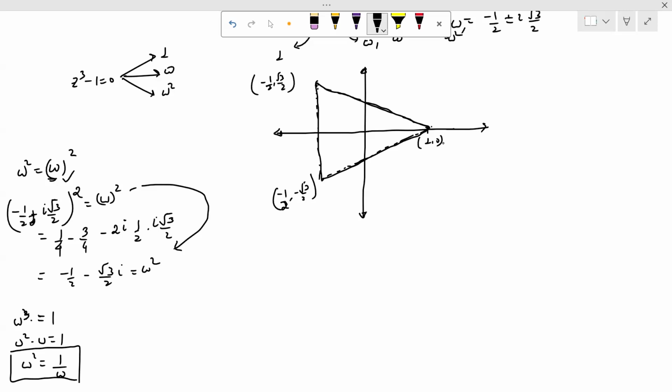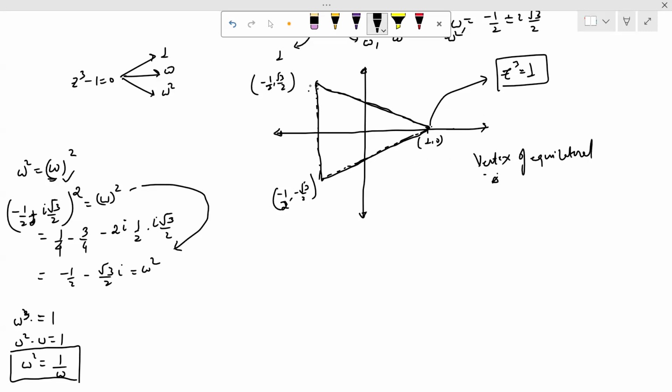And what you'll find is that all 3 points, which represent the cube roots of unity, are nothing but the solutions for z³ = 1. So these 3 solutions, that is (1, 0), (-1/2, √3/2), (-1/2, -√3/2), which represent the cube roots of unity, lie on the vertices of the equilateral triangle.